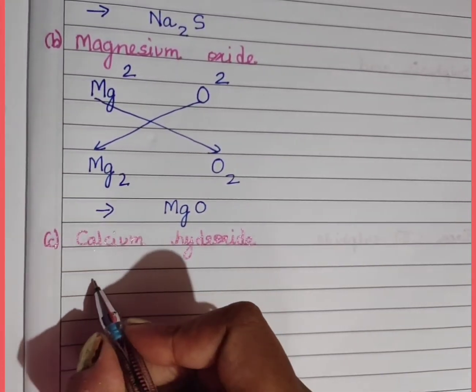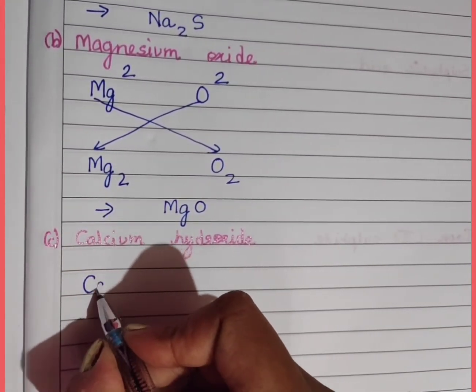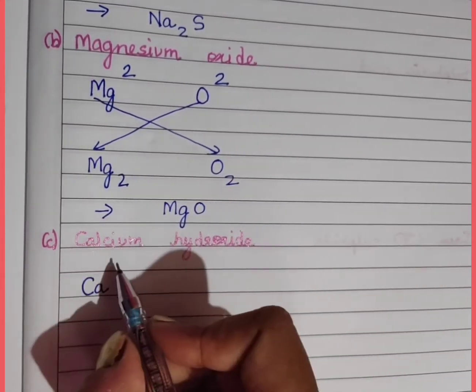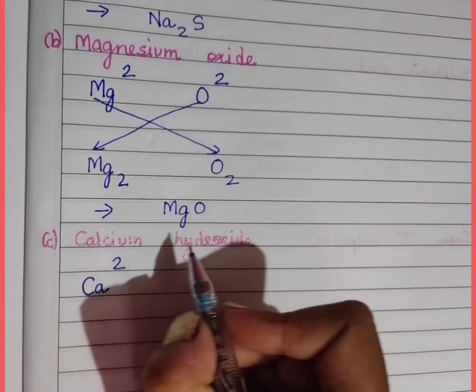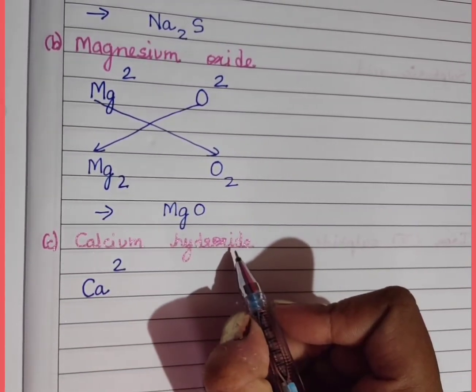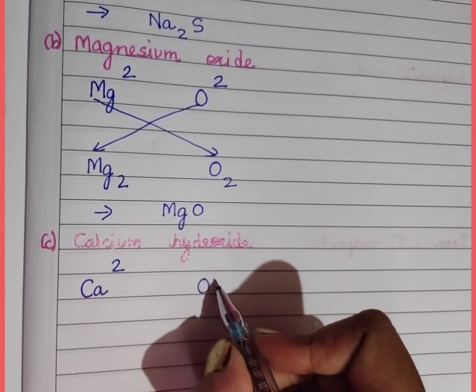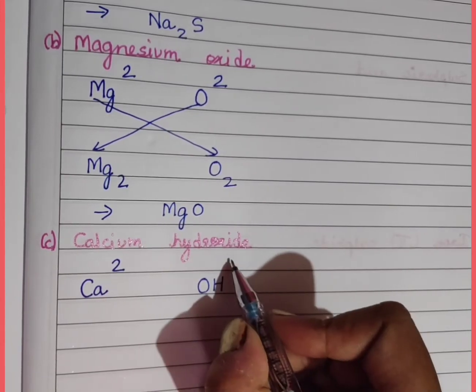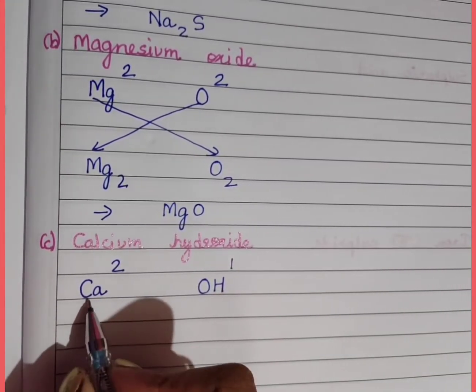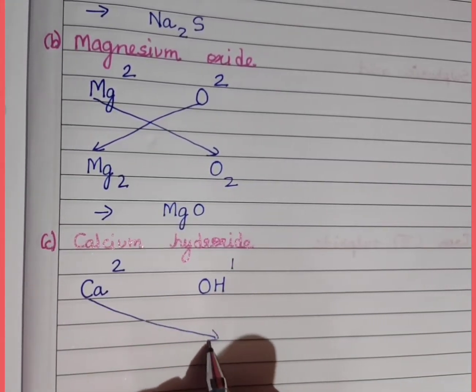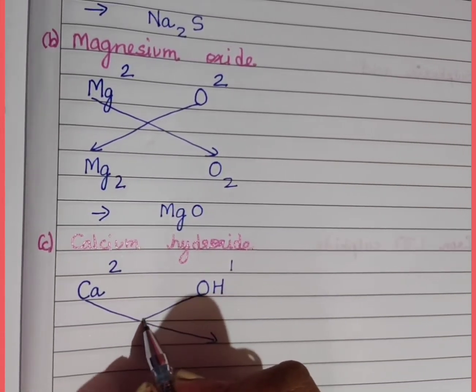Okay. Next example is of calcium hydroxide. Now calcium symbol is capital C, small a, and its valency is 2. Hydroxide, it is a radical. So what is its formula? OH, and its valency is 1. Now they are going to interchange their valencies.